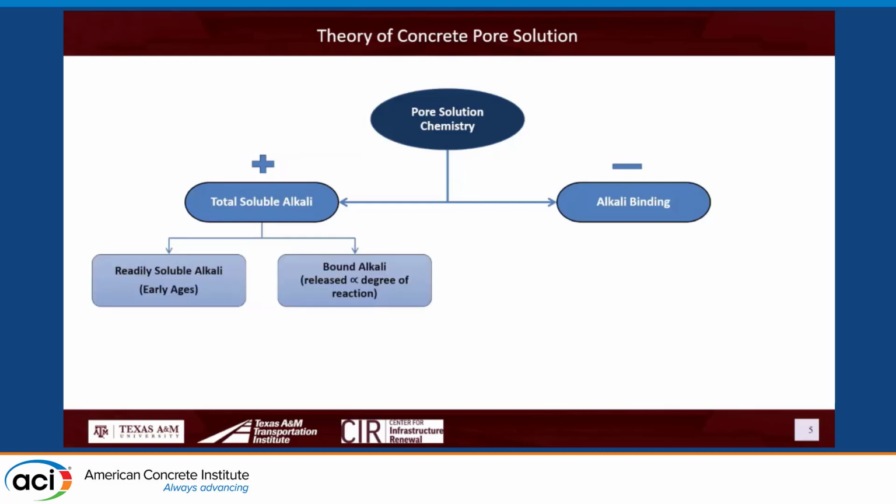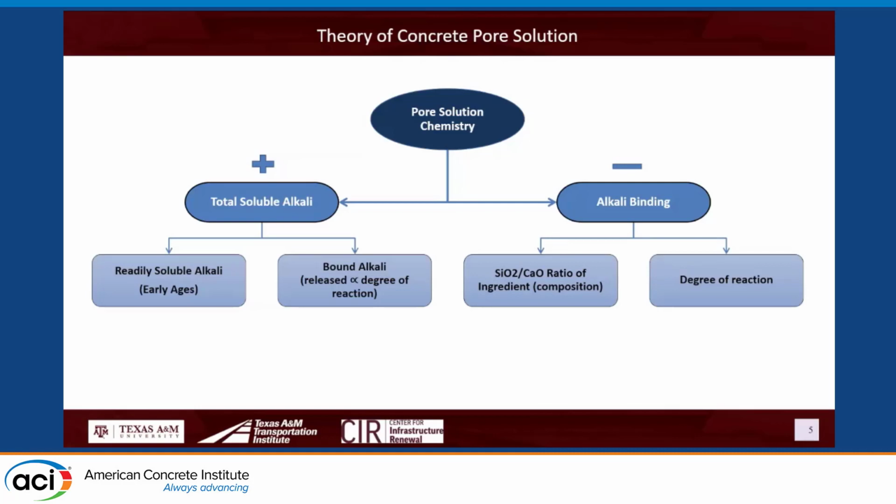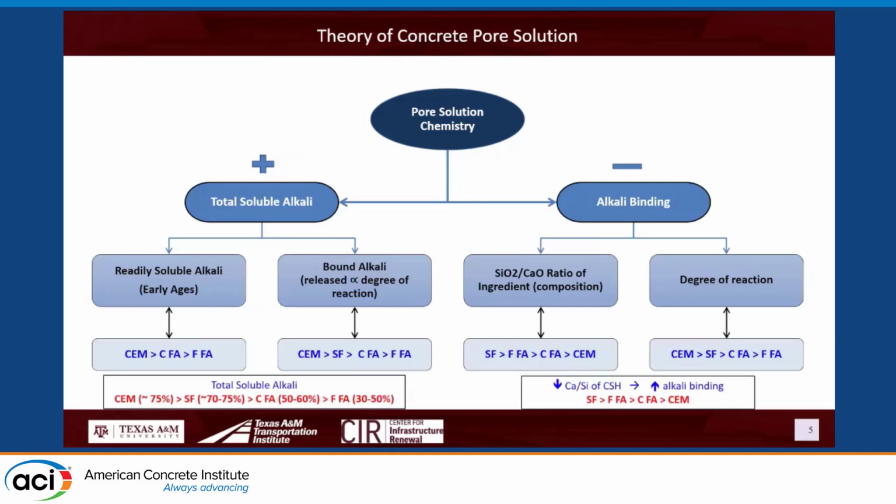Now this can be split into two parts. One is what comes from the SCM, such as fly ash, at very early age, and the second is what is released as a function of degree of reaction. When we look at alkali binding, this is dominated by the composition of the ingredient as well as the degree of reaction. So as the pozzolanic reaction progresses, you have more alkali coming into the solution, but you also have some alkali going out because of alkali binding. These are two concurrent reactions that are happening.